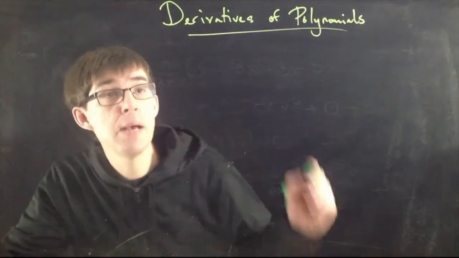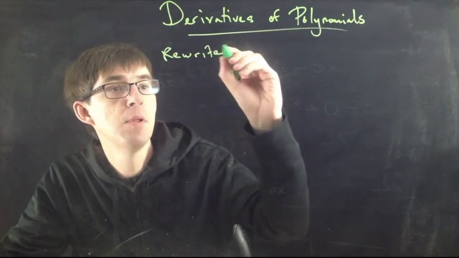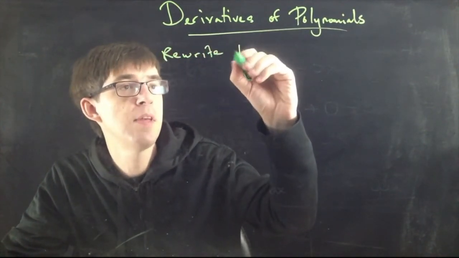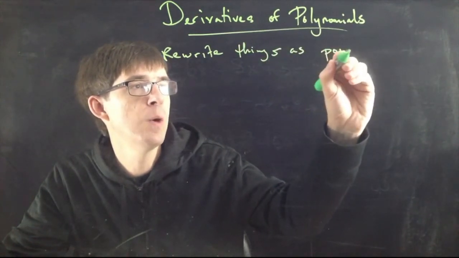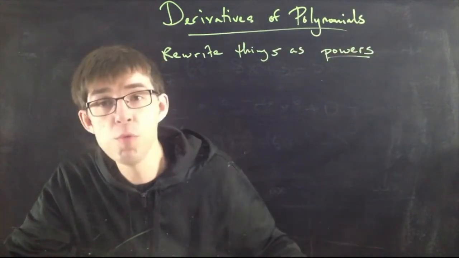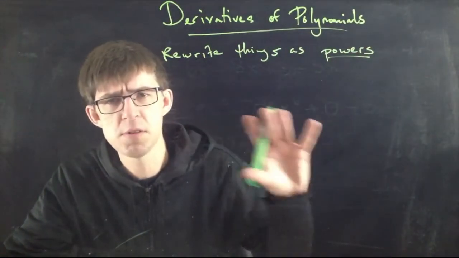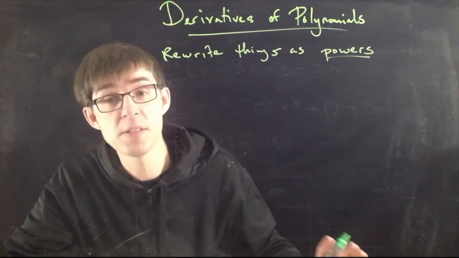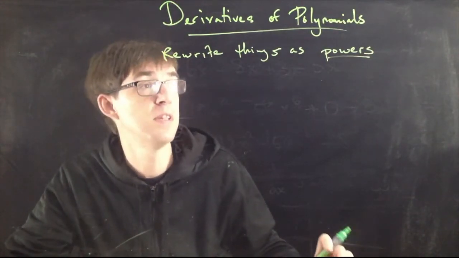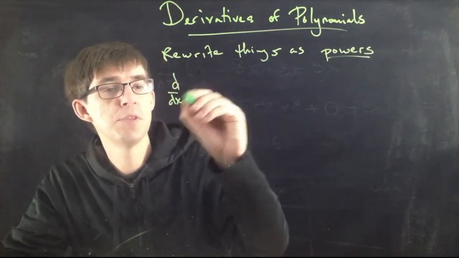I got 2 more examples involving rewriting. The basic slogan is rewrite things as powers, because the power rule involves powers of x. If you have a formula which doesn't necessarily look like powers of x, then you got problems, and it's best if you can rewrite everything so that it does look like powers of x. So 2 examples in that vein.